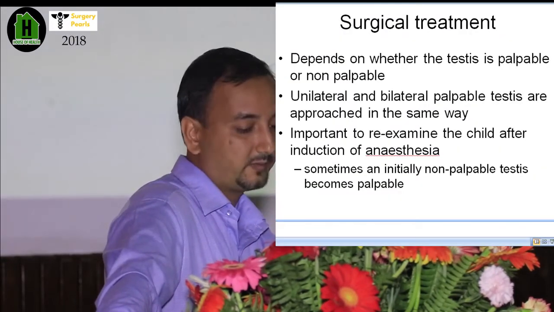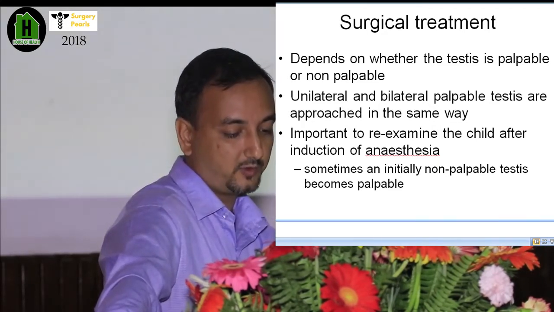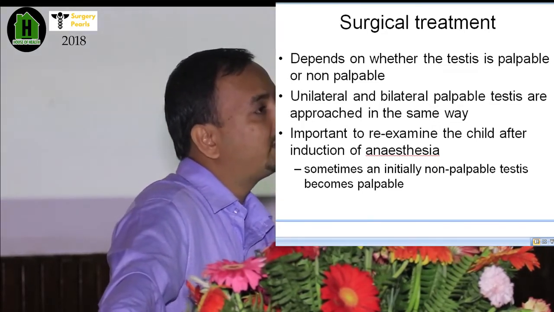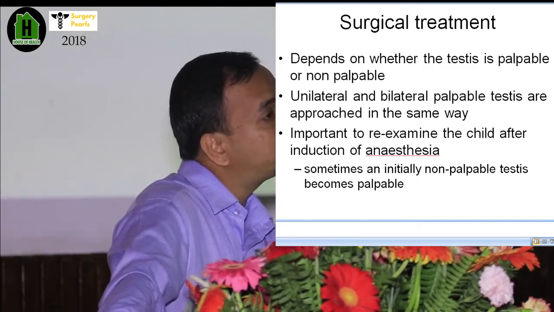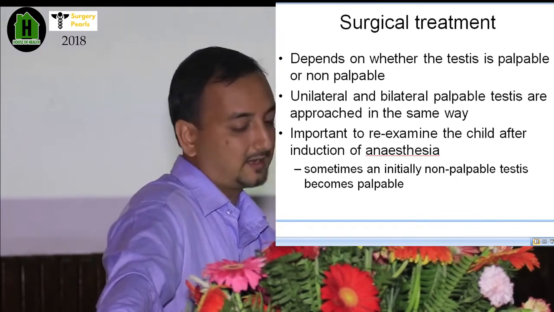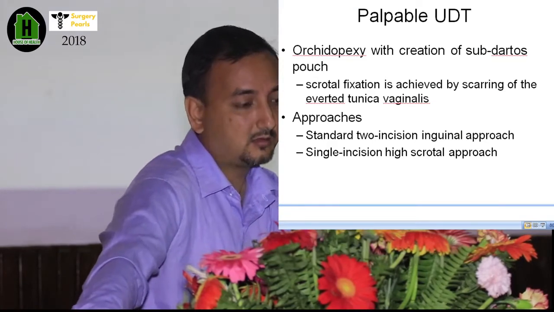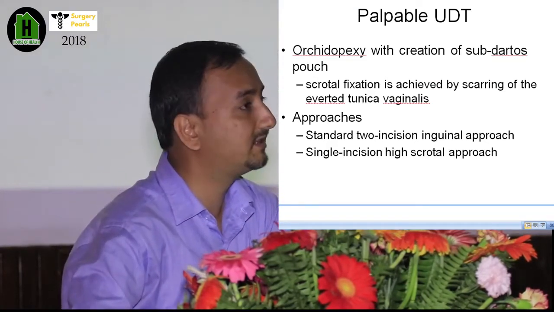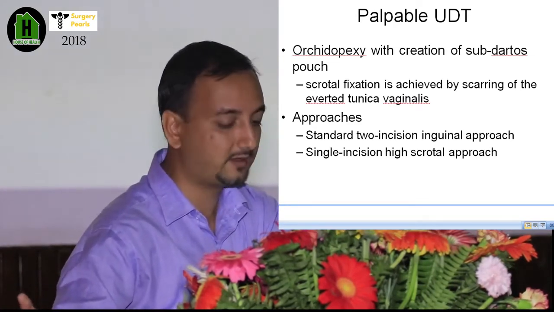The surgical treatment depends upon whether the testis is palpable or non-palpable, and unilateral or bilateral. Palpable testes are approached in the same way, and it is important to re-examine the child after induction of anesthesia, because oftentimes a previously non-palpable testis becomes palpable once the child is anesthetized. So you can now change the mode of operation. For a palpable undescended testis, the standard treatment is orchidopexy with creation of a subdartos pouch, and scrotal fixation is achieved by scarring of the everted tunica vaginalis.